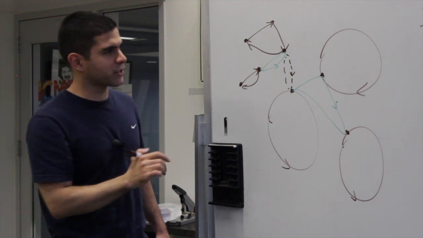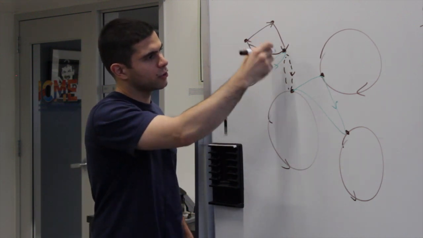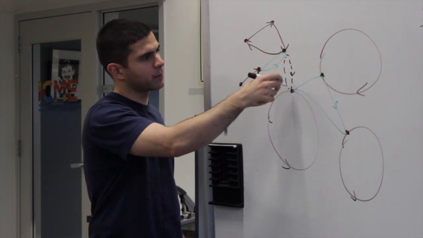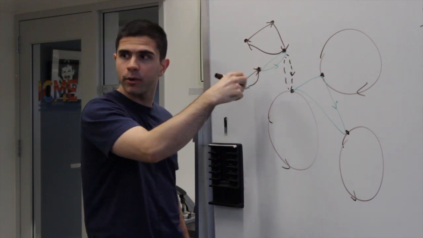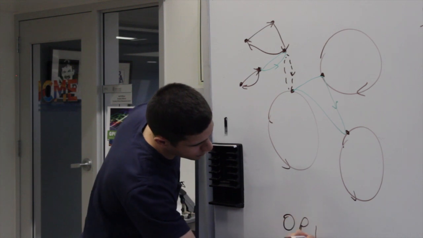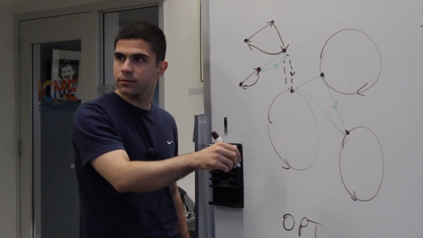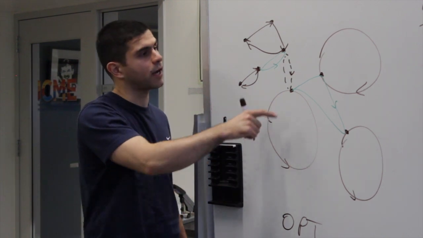Okay. Now the question is, every time you use a minimum cycle cover to connect some components together, what do you pay? You pay at most opt, because every minimum cycle cover is cheaper than opt. But you might have to do this a lot of times.